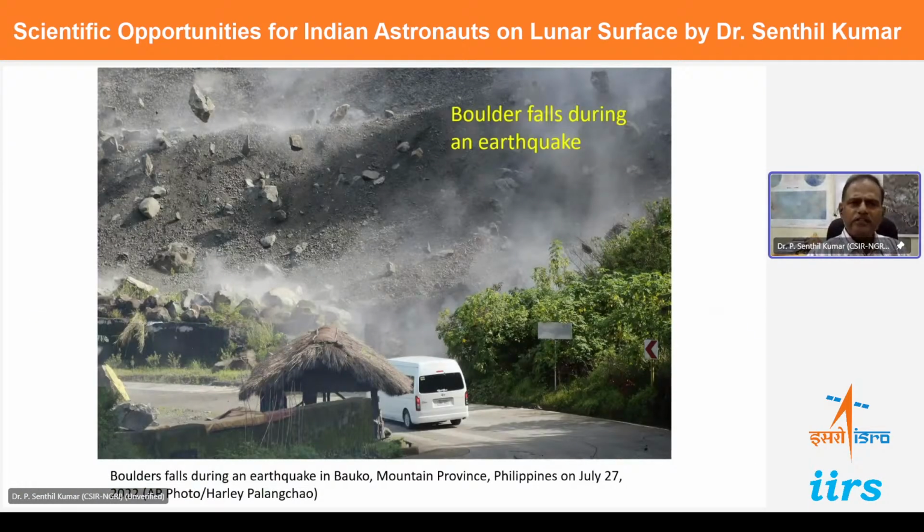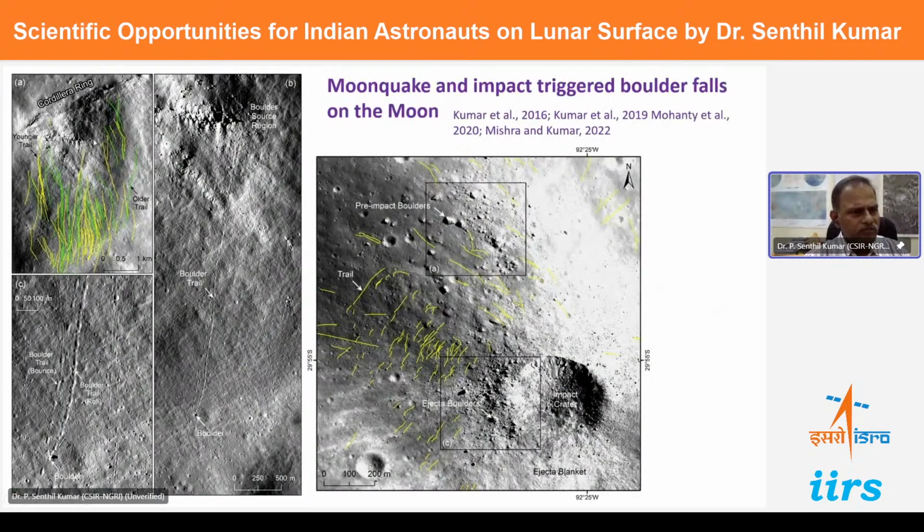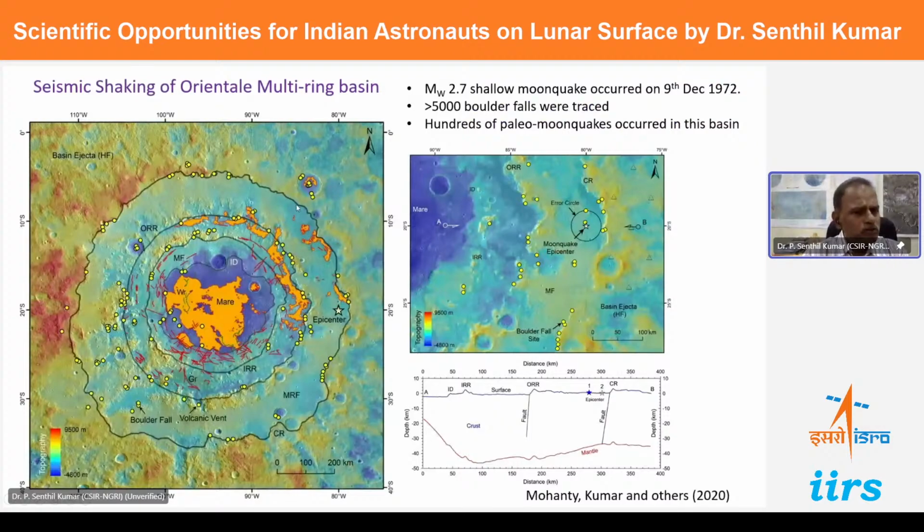This is another interesting topic, for example, boulder falls. When an earthquake occurs in a hilly region, you have seen boulders come down, rolling down. That type of observation was made on the surface of the moon. There are hundreds of thousands of boulders that rolled down the slopes of the moon, possibly due to moonquakes. So by mapping such boulder falls, you can understand how the seismicity was in the past.